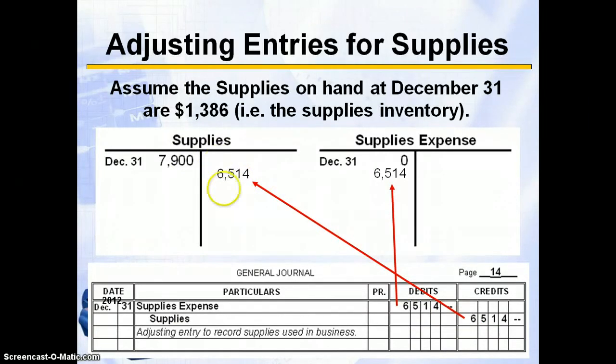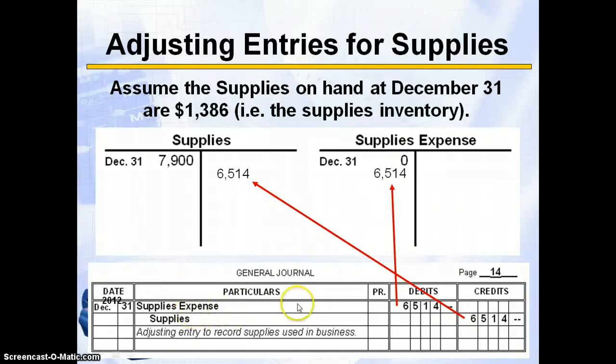Now, because that decreases our supplies account, it decreases our assets because we've actually used this much supplies, we're going to record that on the credit side in our ledger account. Now, because that increases our supplies expense, we're going to write that on the debit side for our supplies expense account. When recording that in the general journal, it's going to look like so.